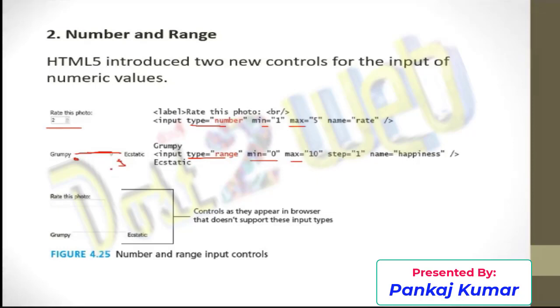And every step says how much it should increase. Step equal to 1 means 1, 2, 3, 4, 5. If you change step to 5, then you have 0, 5, and 10. You define some name, and when you submit, the URL will take it, like this. This way you can control the element.